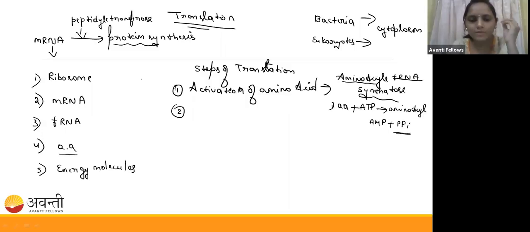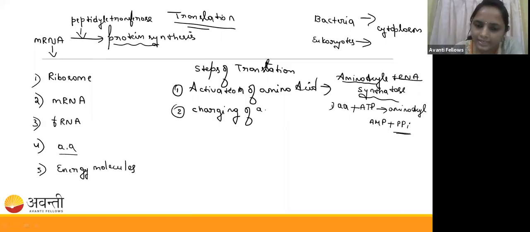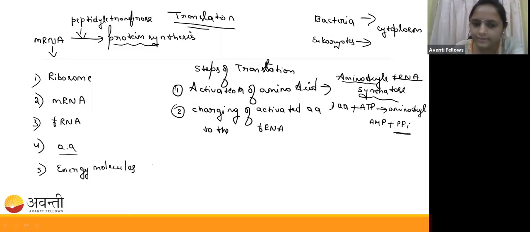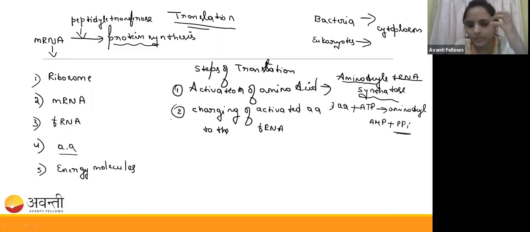So what will happen? Amino acid is going to be added to the ATP. Then it is going to convert into the amino acyl AMP, not ATP. Then what will happen? Charging of this activated amino acid to the tRNA. We are going to add this activated amino acid to the tRNA now.